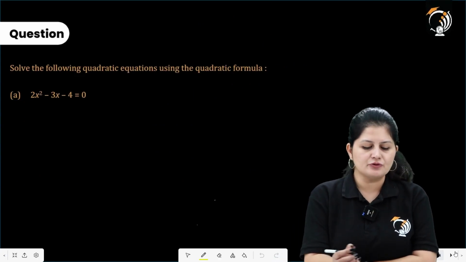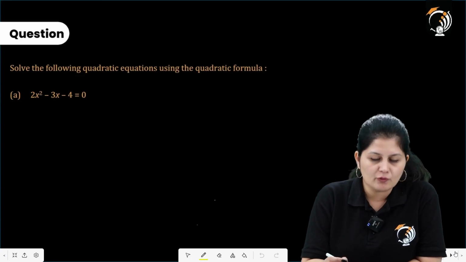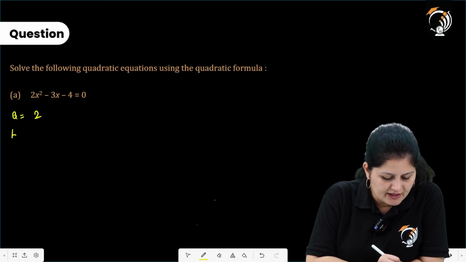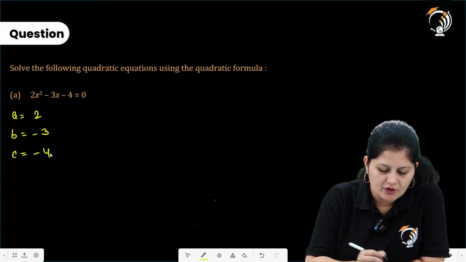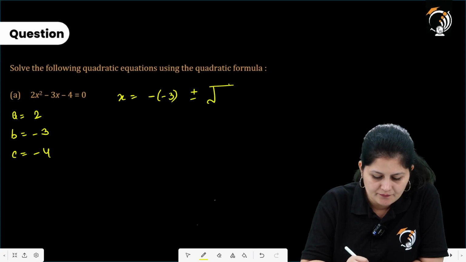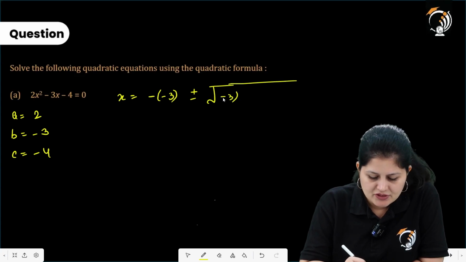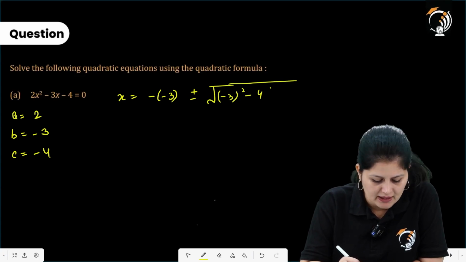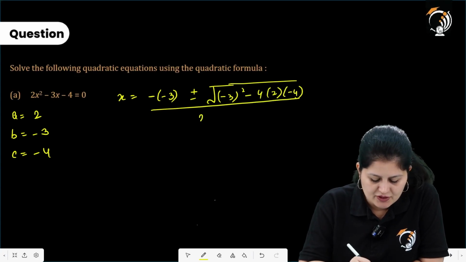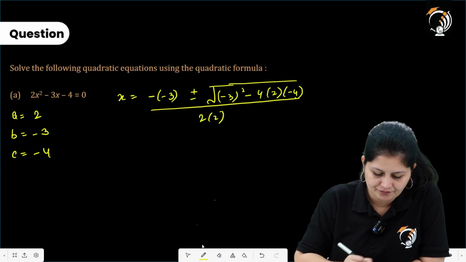Just in case we need to solve the following quadratic equation using the quadratic formula. Here we are getting a is equal to 2, b is equal to minus 3, c is equal to minus 4. So again, in order to get the value of x, it is going to be minus b plus minus square root of b square, which is minus 3 square, minus 4 multiplied with a multiplied with c, over 2a. That is going to be 2 multiplied with 2.